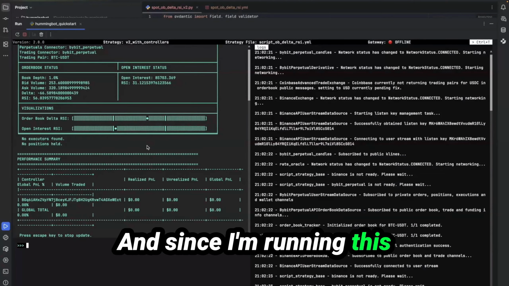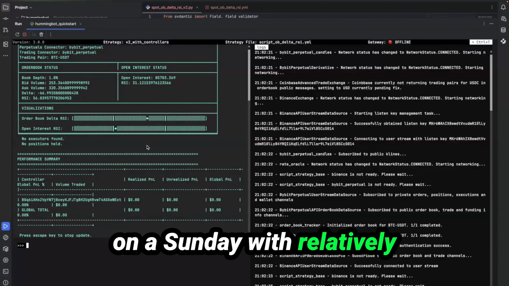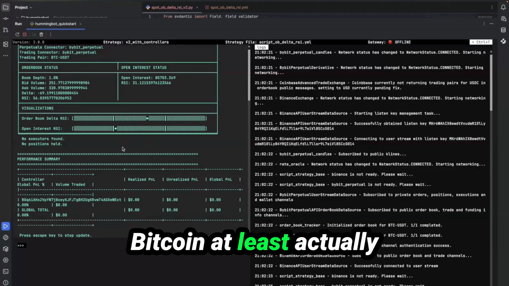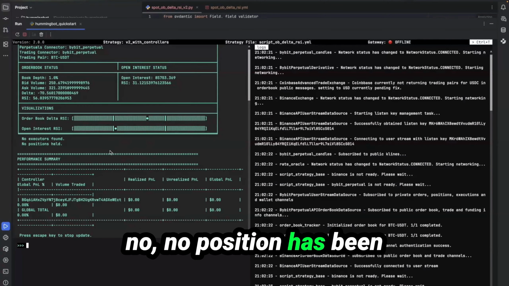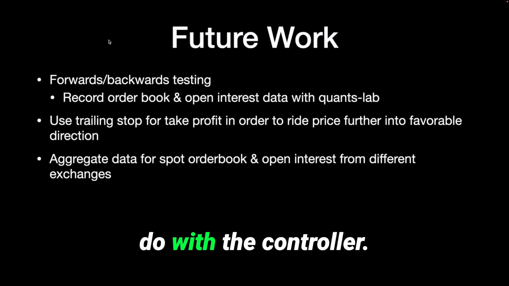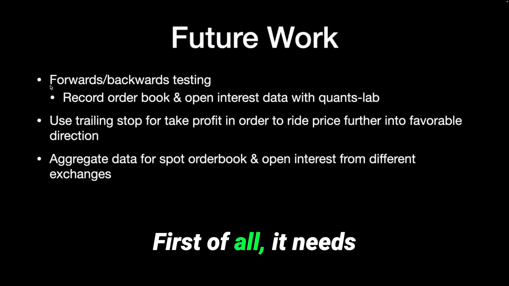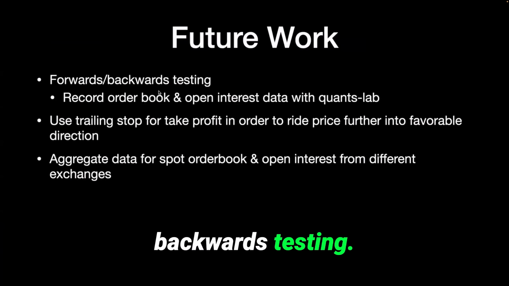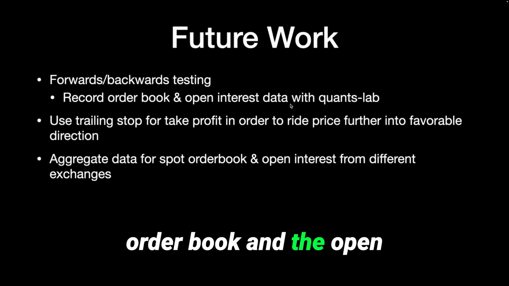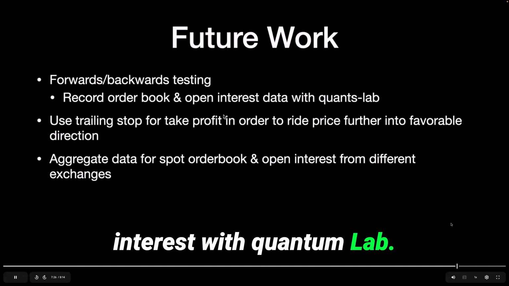Since I'm running this on a Sunday with relatively low trading activity on the coin, no position has been taken during the whole day. Of course, there's plenty more work to do with the controller. First of all, it needs some forward and backwards testing. And for backwards testing, I have to record data about the order book and the open interest with QuantLab.